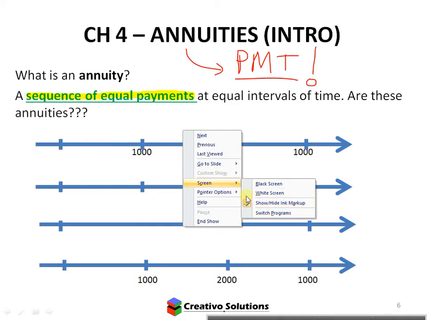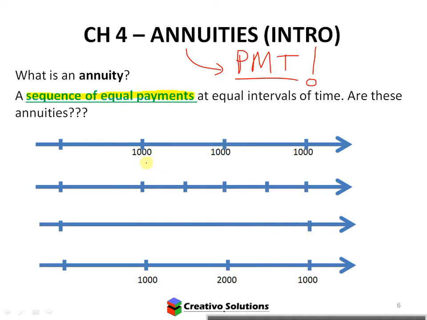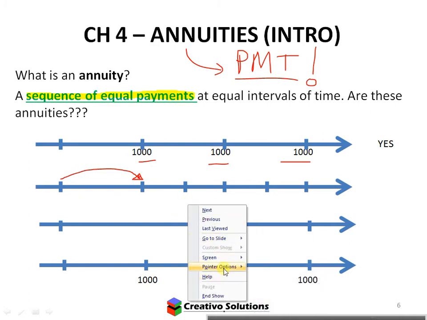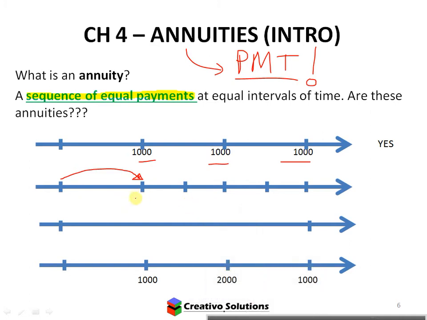Is this an annuity? Correct. Is this an annuity? How do you know that? It's uneven spacing. That's a good observation. You've correctly identified that as being uneven. We don't know what the amounts are, yes. So if the amounts were the same, would that be an annuity?